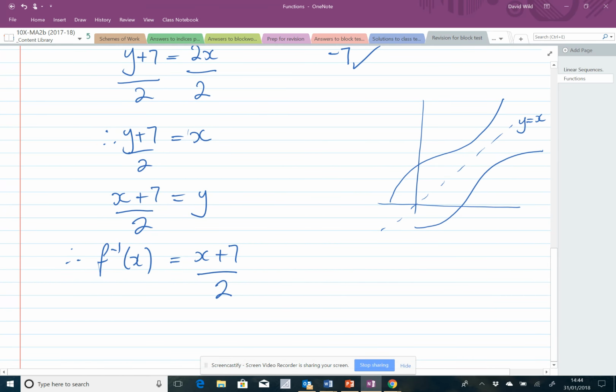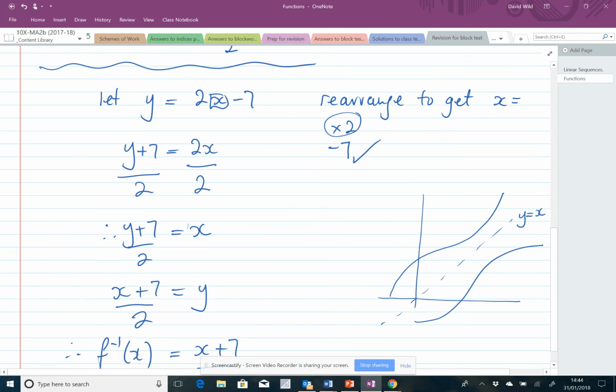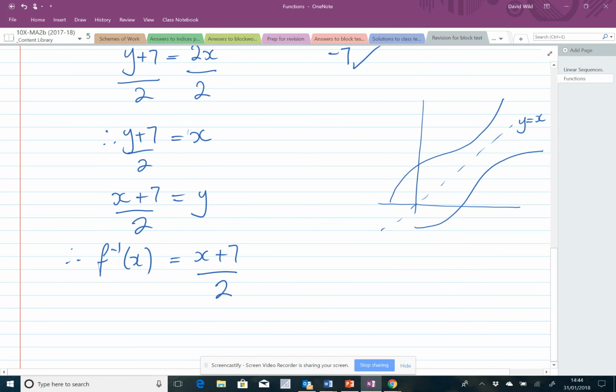Same idea. Whether you prefer to do it this way, splitting the operations up like this, or whether you prefer to do it using the order of the operations this way, in the same way that we solved equations, it's up to you. So that's a function and its inverse.